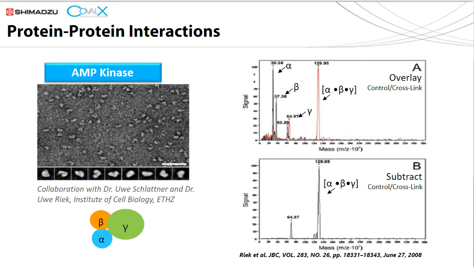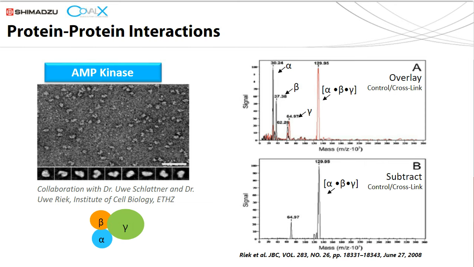In the top trace, in the black, we see the alpha, beta, and gamma in the black spectra, all at different masses: 30 kilodaltons, 37 kilodaltons, and 65 kilodaltons. Again, these non-covalent complexes will dissociate when you put them in the mass spectrometer, and that's what we see in the first black trace from the control.